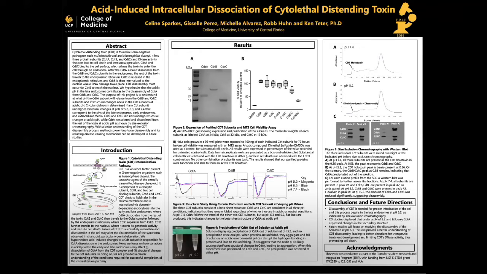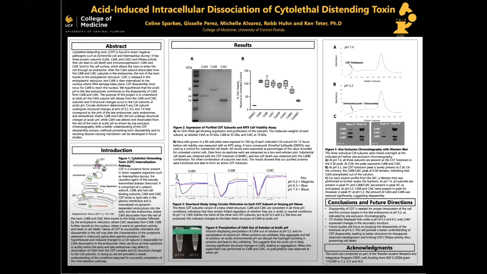Through the process of endocytosis, the cytolethal distending toxin will travel to the early and late endosomes, where CDTA will dissociate from the toxin. It was hypothesized in our experiment that acid-induced changes to a CDT subunit is responsible for CDTA dissociation in the endosomes. Variations in acidity within the early and late endosomes may affect dissociation of CDTA from the CDT complex and structural changes to the CDT subunits.